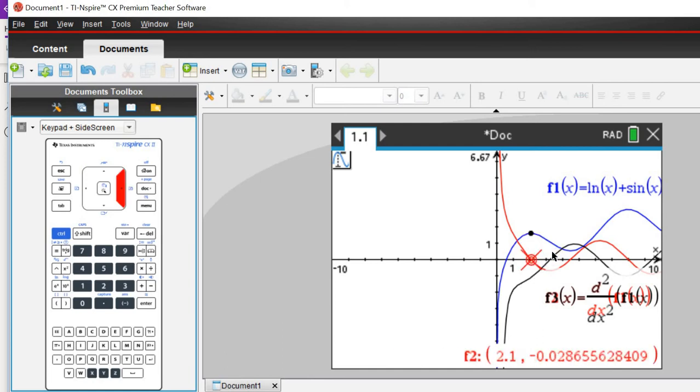Back to the derivative. If we move along, there's the next 0 at x equals 4.49. If we go to the black curve, it's positive, which means that we have a stationary point because the first derivative is 0, and it is a minimum, a relative minimum, because the second derivative is positive.